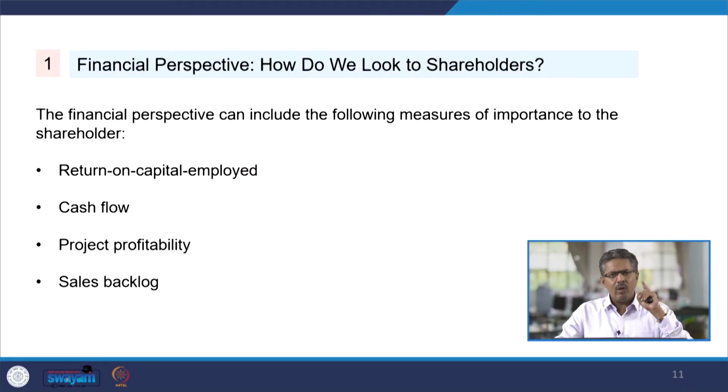When you talk about shareholders, the financial perspective can include the following measures of importance. These are tentative answers, what we have thought. Maybe the return on capital employed, ROCE, the cash flow of the company, the project profitability and the sales backlog. So, these 4 points can be used as the metrics to understand how the company is performing in terms of the financial perspective, how they are doing.